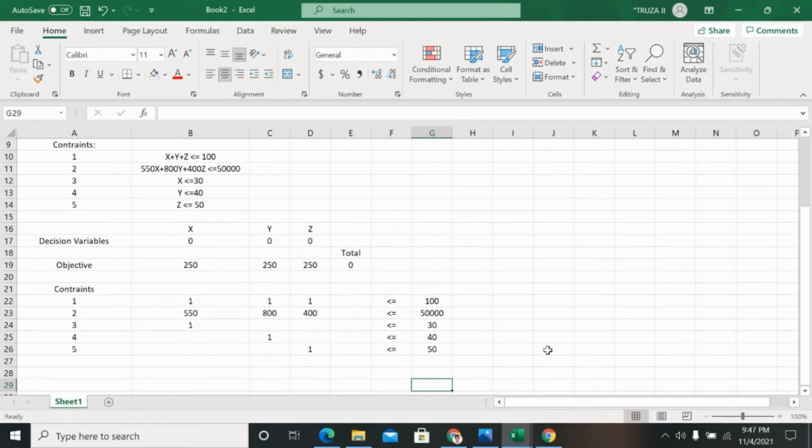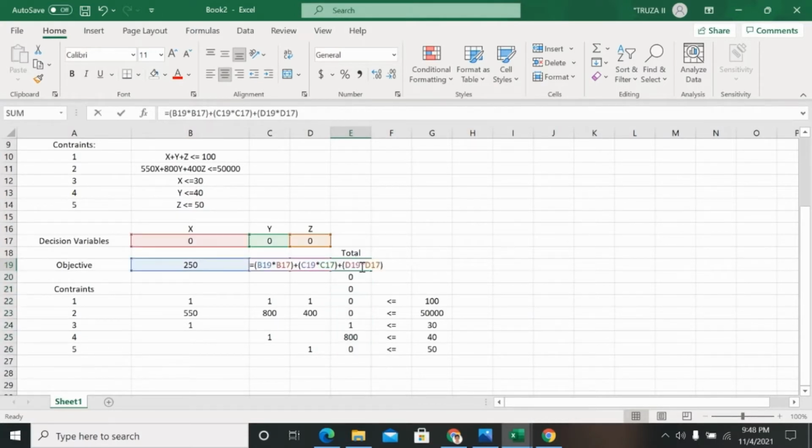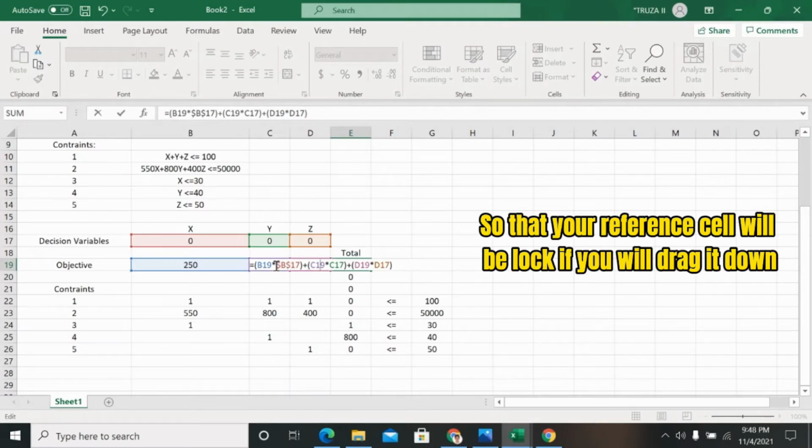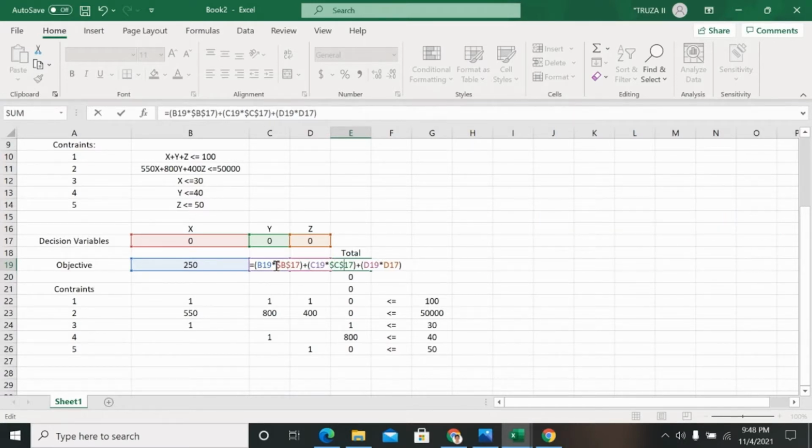We can now multiply constraint 1 by the decision variables, and its answer is 0, so we can just drag it down. Why is it 800? Oh, I forgot to put the dollar sign. We must first put the dollar sign so that when we reference it, it will not move down.